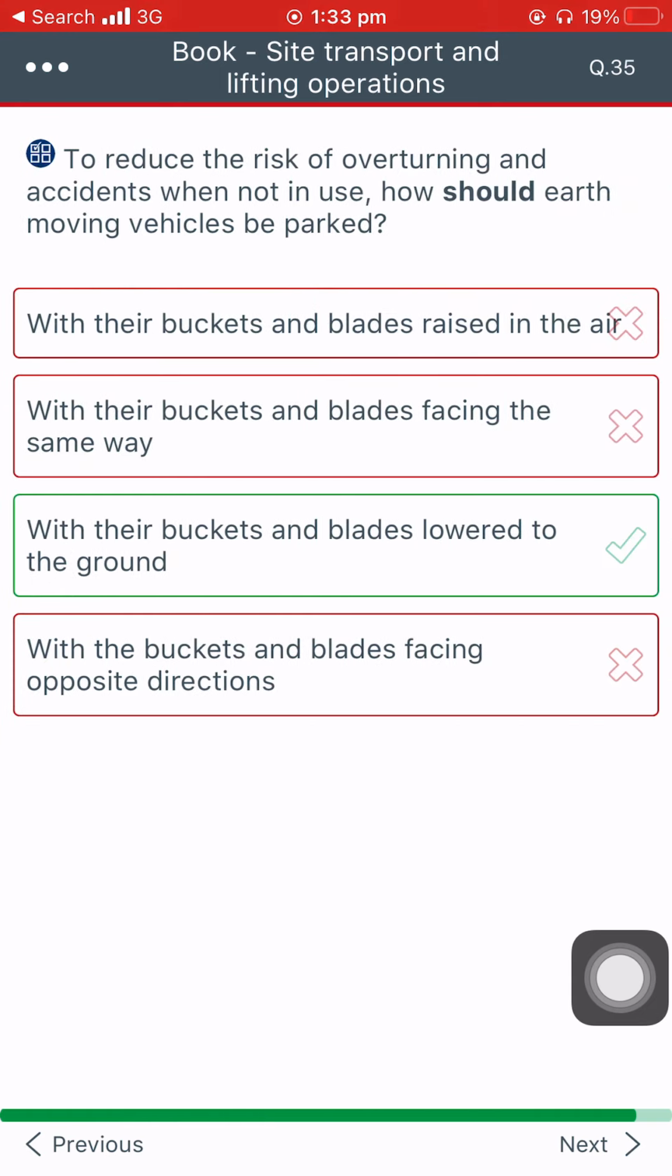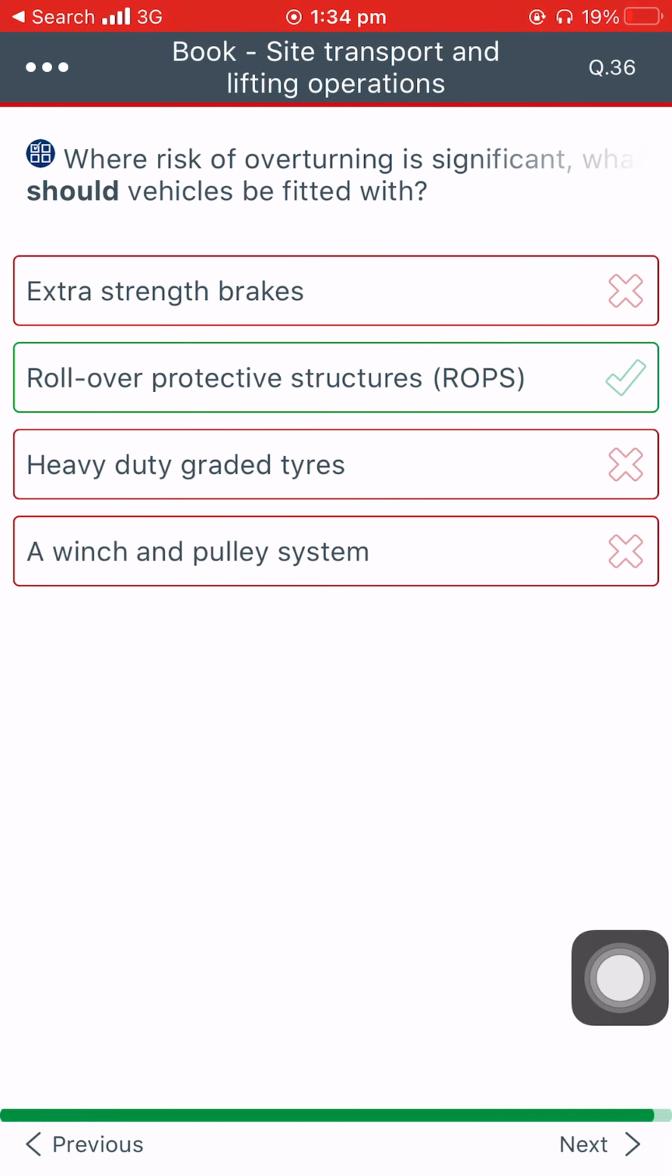The type of materials. To reduce the risk of overturning and accidents when not in use, how should earth-moving vehicles be parked? With their buckets and blades raised in the air. With their buckets and blades facing the same way. With their buckets and blades lowered to the ground. With the buckets and blades facing opposite.